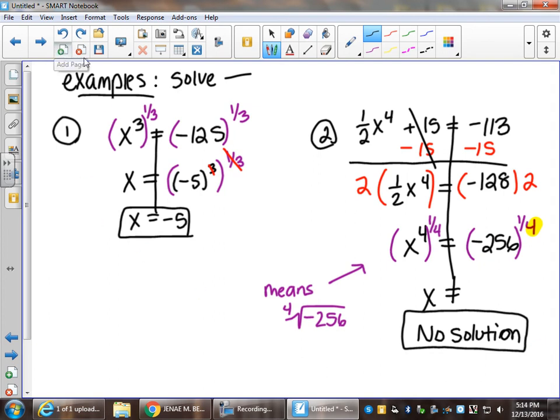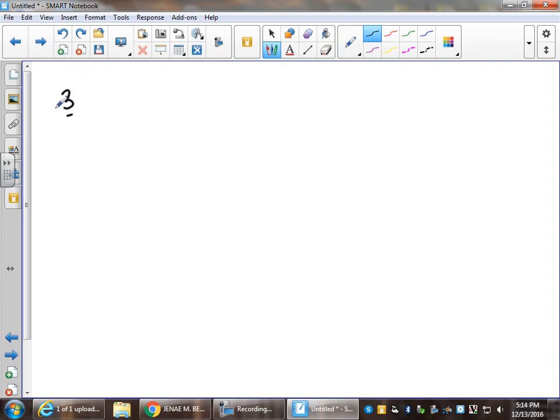Number 3. 2x to the fourth equals 32. We need to isolate x to the fourth. What are we going to do? Well, I know that this says 2 times that, so I can divide both sides by 2. We get x to the fourth equals 16.